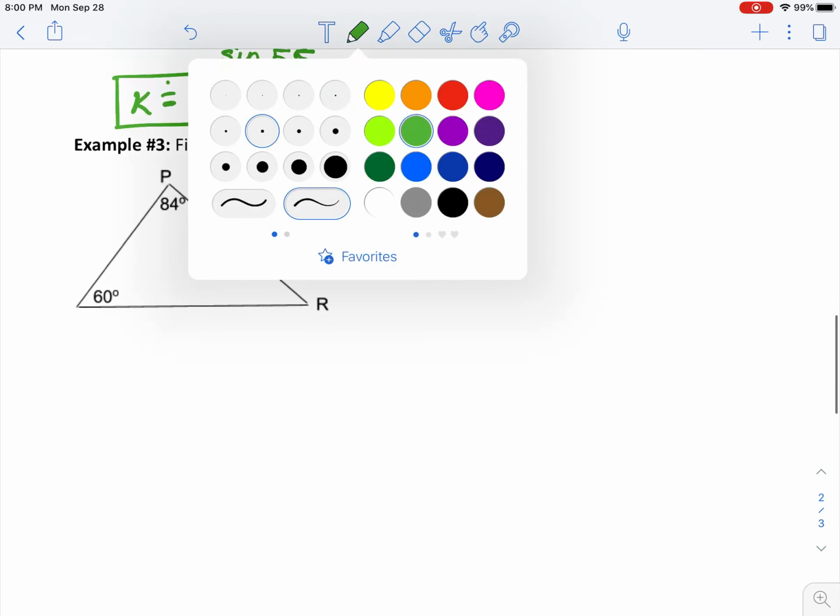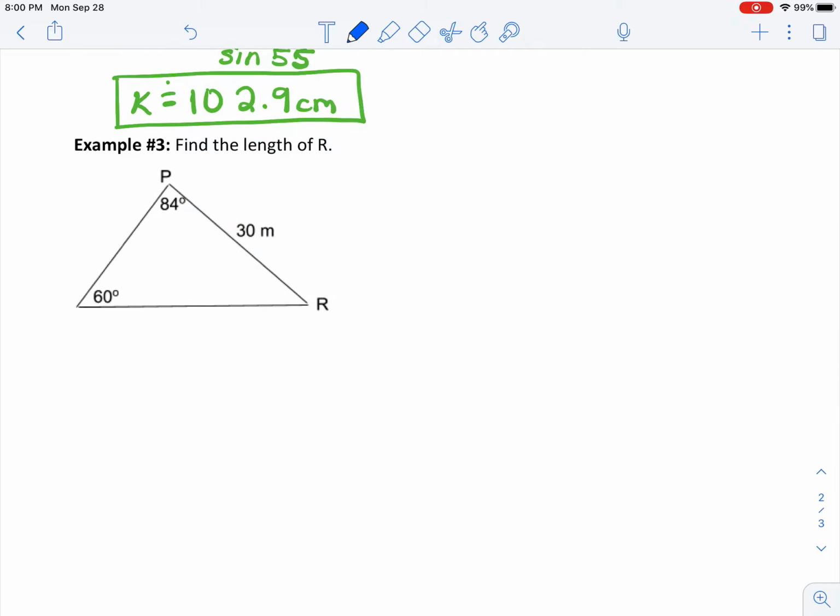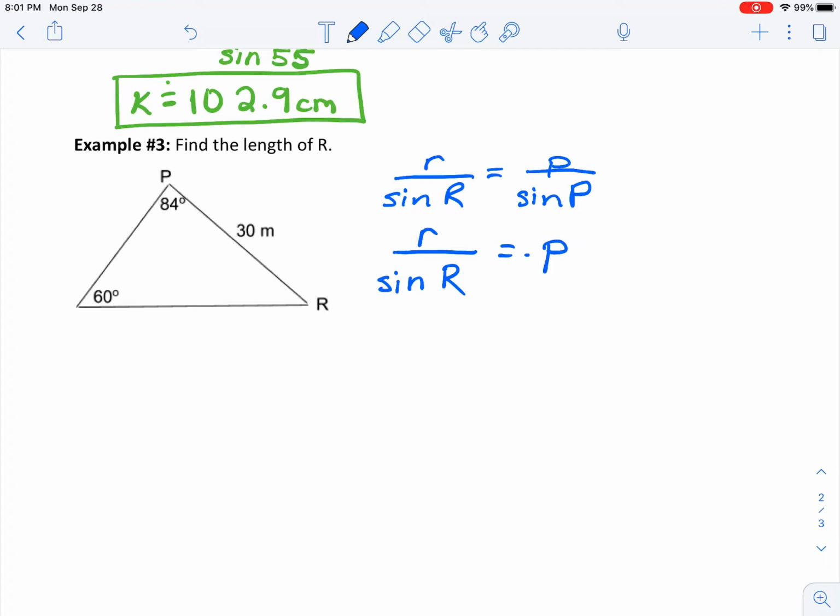Okay, example 3. Finding a length. So I'm going to do the lowercase on top, uppercase on the bottom. Now we don't even have the last letter of this triangle, but that's okay. Let's fill in what we know. It wants us to find side R. And we don't know side P.